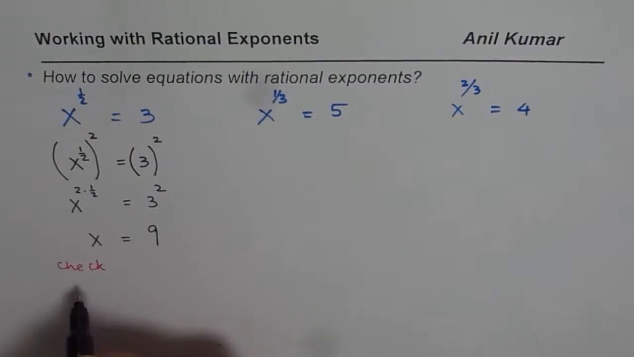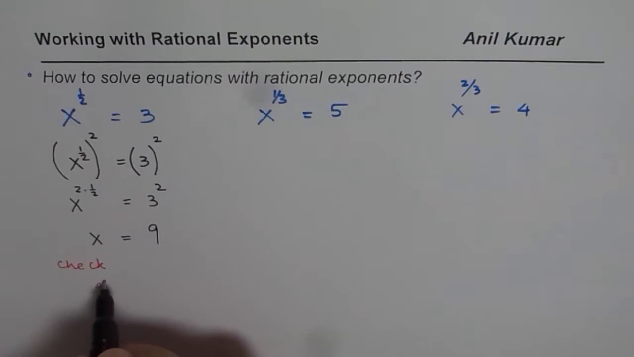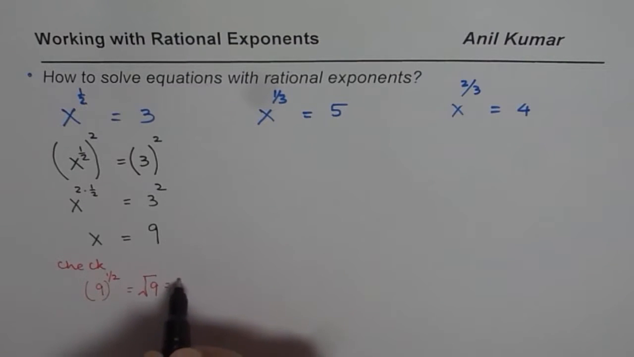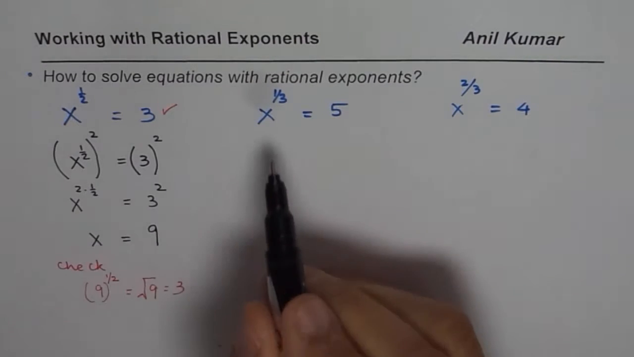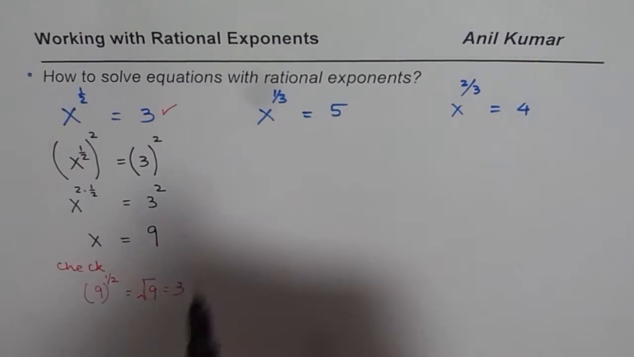x is 9, so 9 to the power of half, if you check, that is the square root of 9, right? And you know it is 3. So perfect. That is how you can check. So let's perform the same operation once again and solve the next question.